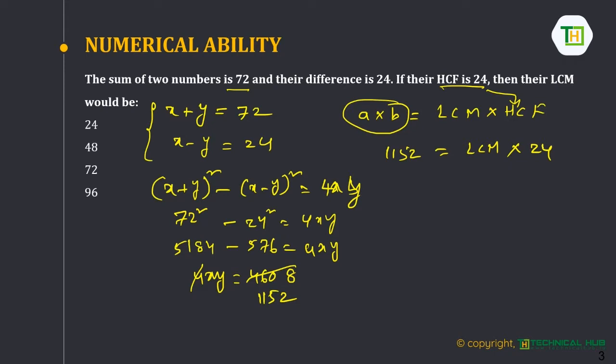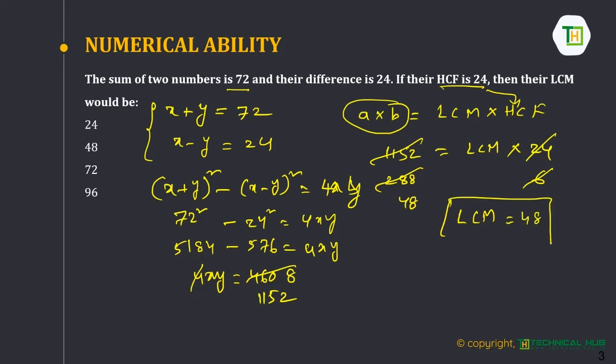Here you can cancel with the 4 table, 4 6s are 24, and with the 6 table. Therefore LCM is equal to how much? 48. LCM of those two numbers, 48. That is the answer, 48.